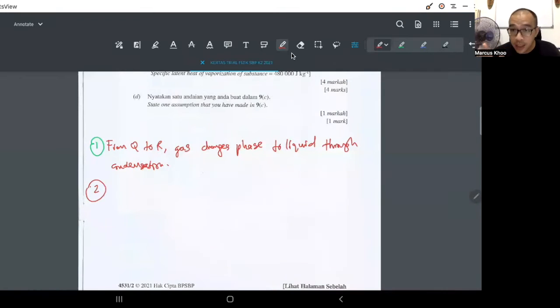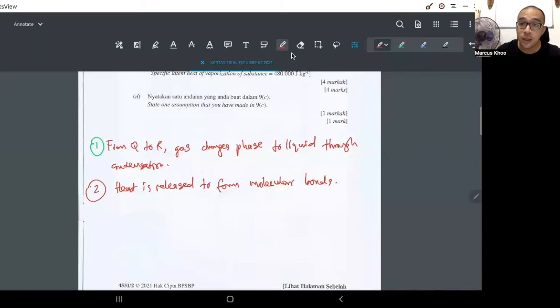Point number 2, always talk about the heat that is released. Again, heat is absorbed. So usually when we talk about heat absorbed, heat is absorbed to memecahkan ikatan antara molekul, to destroy this one. But release is different. So heat is released to form molecular bonds.